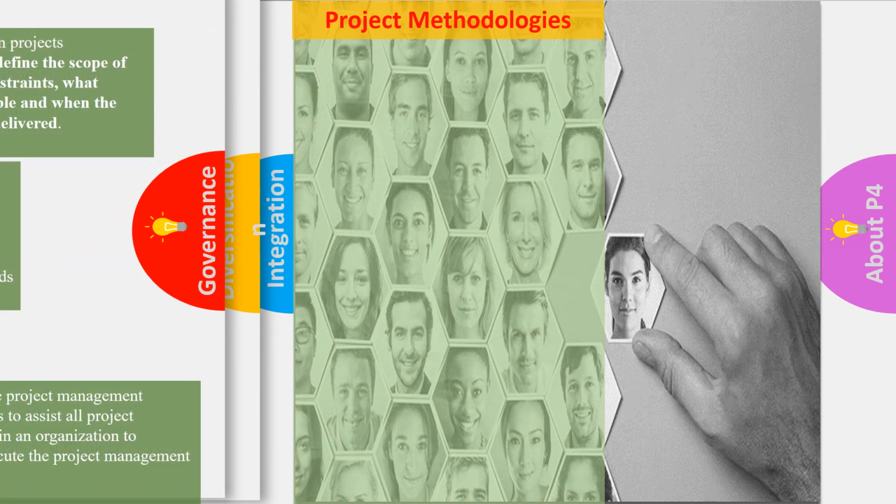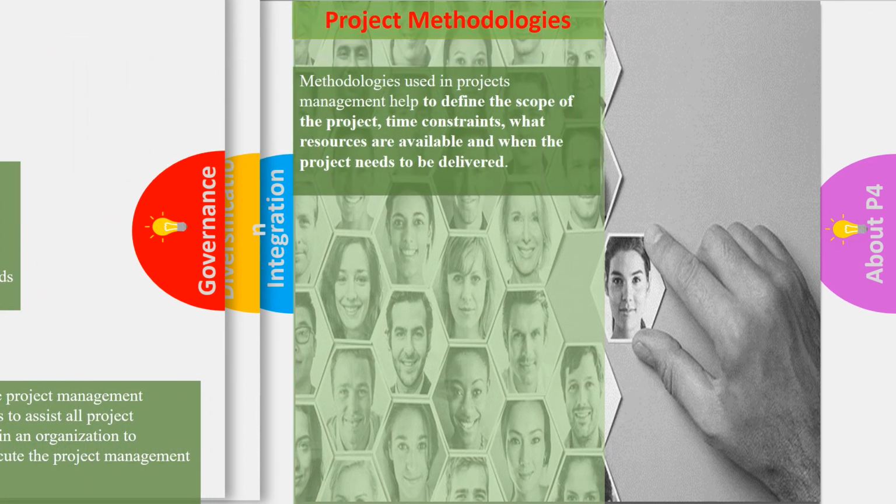When we look at project things that we need to take into consideration, methodologies used in project management help define the scope of the project, time constraints, what resources are available, and when the project needs to be delivered. So once we've actually defined the scope and nature of the project, if you've done this project time and time again, or even if you haven't, you would put a time constraint to it. If you've done these types of projects before, then you would have some idea as regards to how long this could take, and you would have some idea in terms of what resources are available and what you're going to need in order to deliver this project.